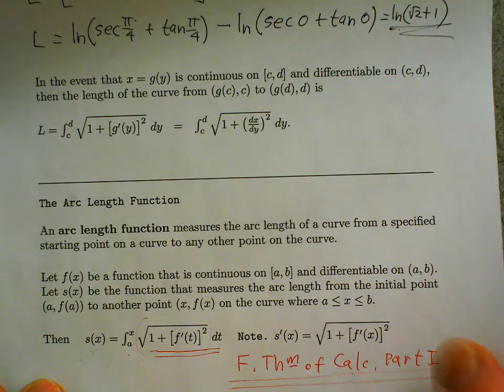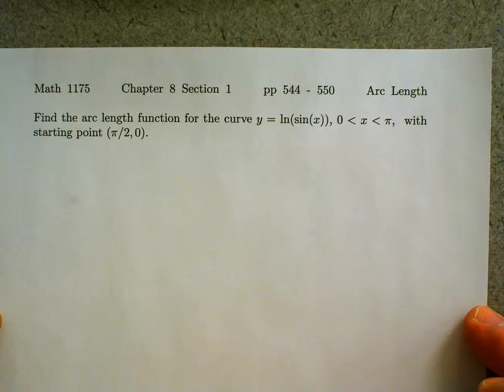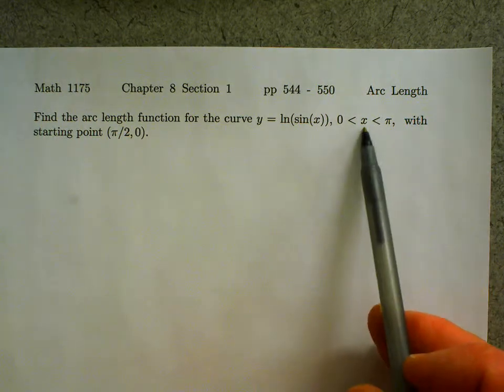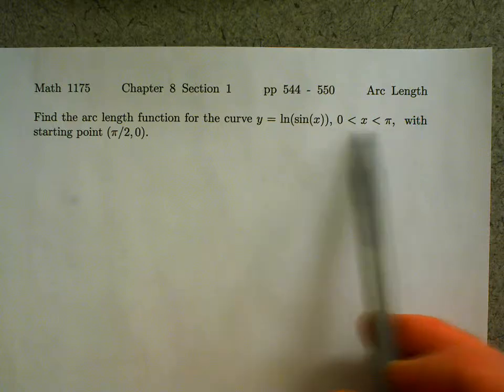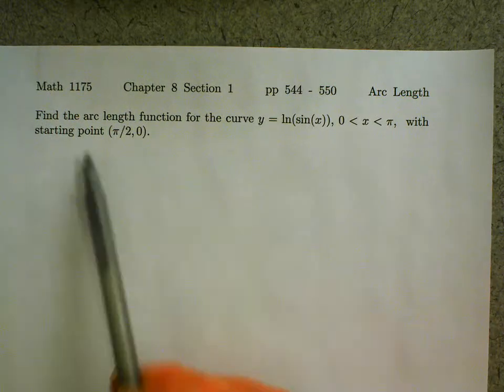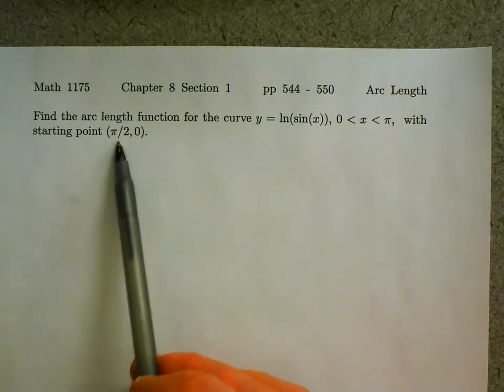Okay, let's look at our next example. On this one, we're going to find the arc length function for a curve y equals the natural log of sine of x, for values of x that are strictly between 0 and pi. And the starting point for this arc length function is the ordered pair pi over 2, 0.